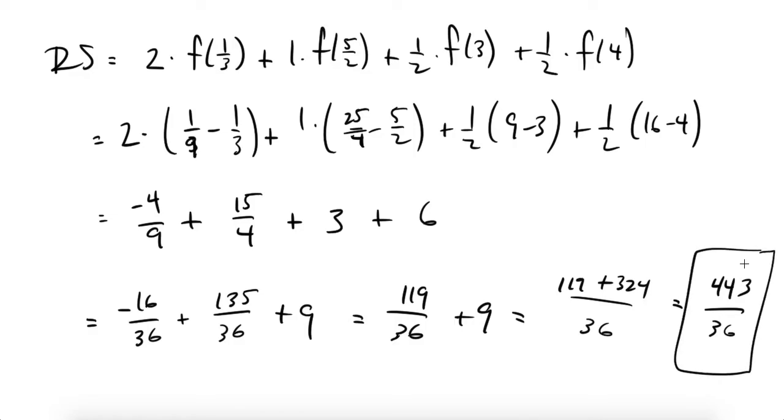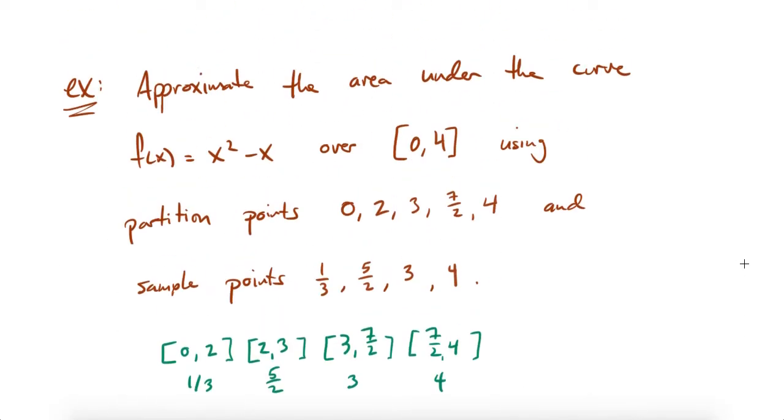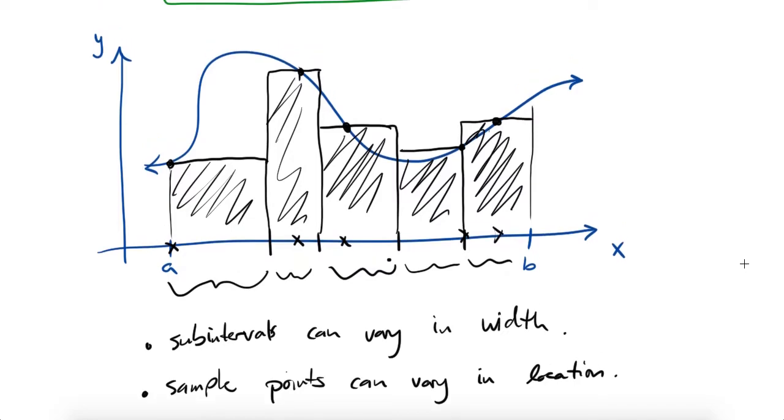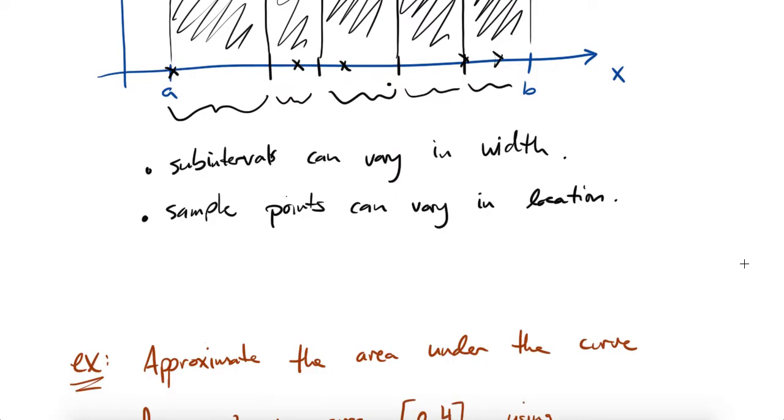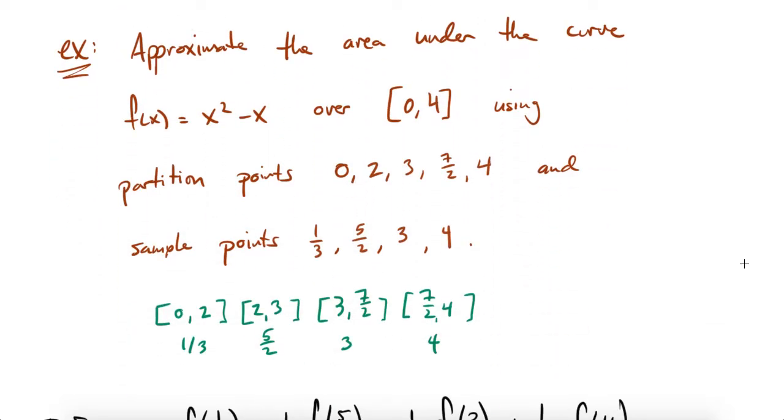So this is the Riemann sum given these particular partition points and these particular sample points. The main idea with Riemann sum is that you get more flexibility doing it this way, right? You're not fixed in terms of how you choose your subintervals. You're not fixed in terms of how you choose your sample points. So in some sense, it's a better approximating tool for finding the area under the curve.